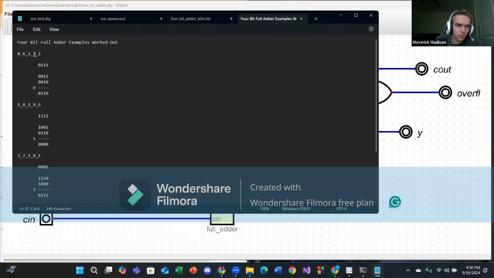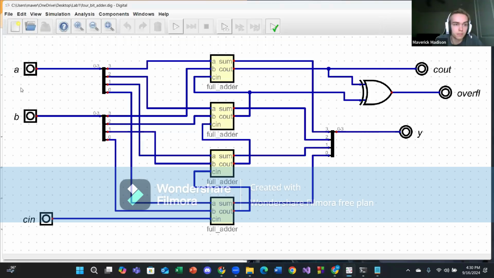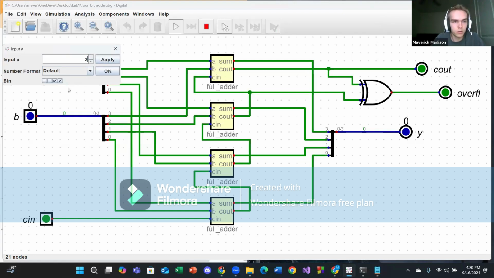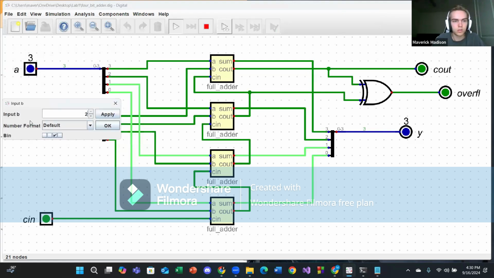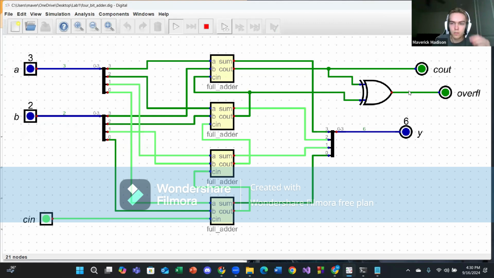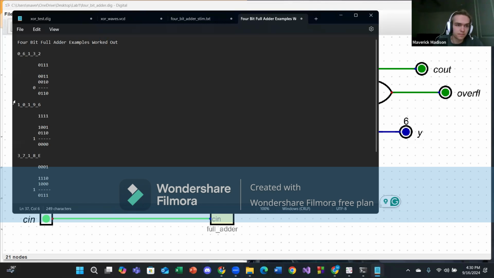We have A being 3, B being 2, we have a carry-in of 1, and we have an expected sum of 6, and no overflow and no carry-out. So let's test that. A being 3, B being 2, carry-in being 1. Simulation. Start. So 3, 2, and 1. So we have no carry-out, no overflow, and an expected sum of 6. So that was correct. Now let's move on to the second one.